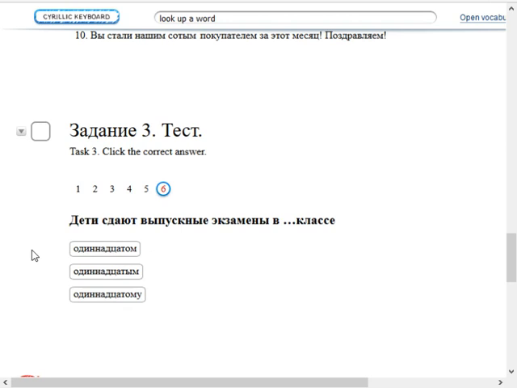Дети сдают выпускные экзамены в something классе. So the children take their... that children do or take their final exams in the 11th class, in the 11th grade. Okay, I see. Одиннадцатом классе. There we go. Okay.